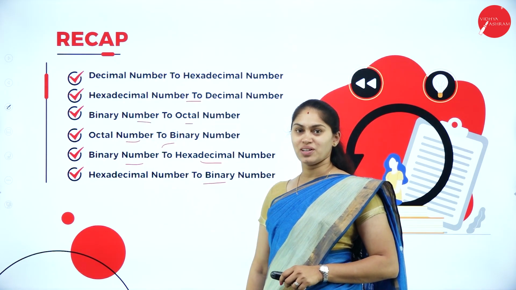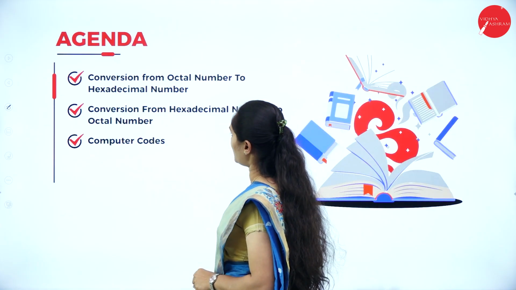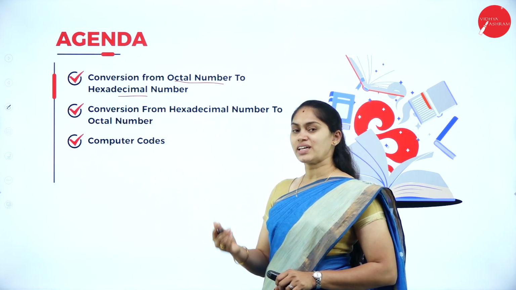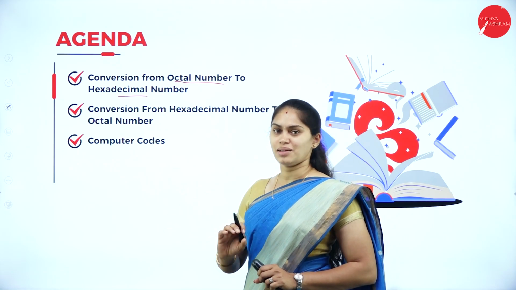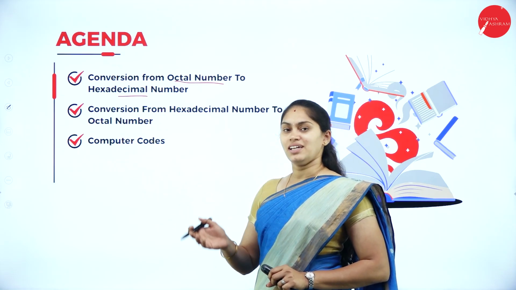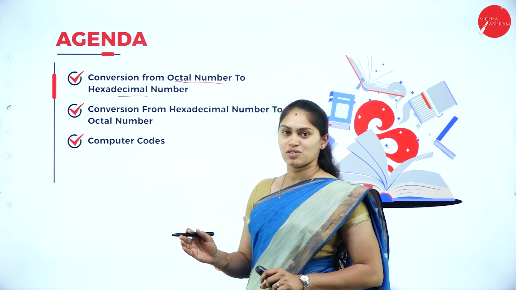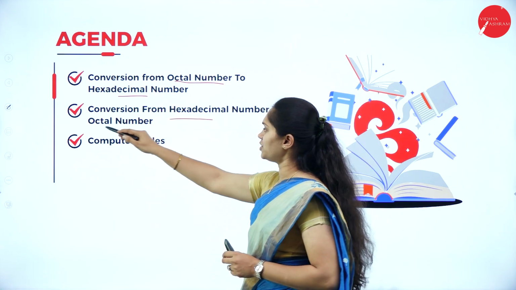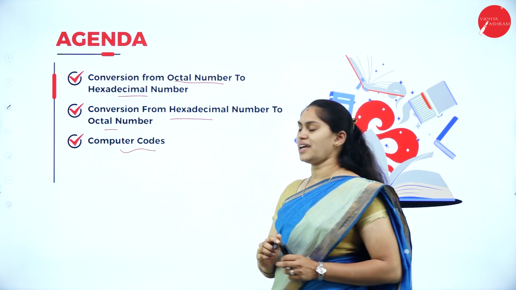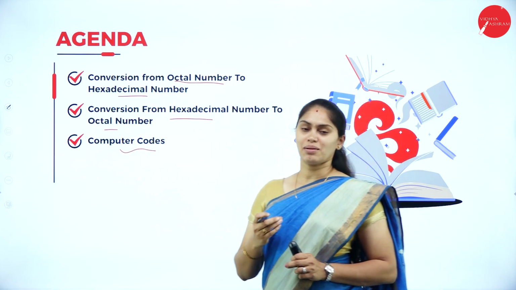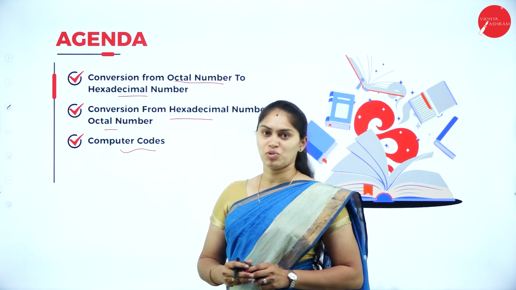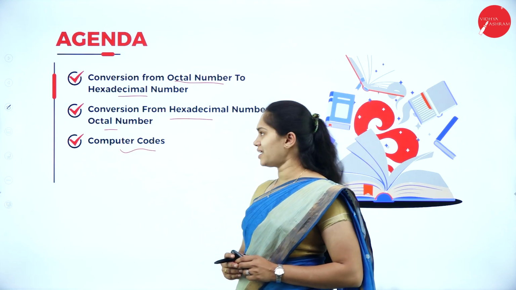In today's session, we're going to see the conversion from octal number to hexadecimal number system. That is, conversion from any number system other than decimal to any other number system other than decimal. So we are converting from octal to hexa and then hexadecimal to octal, and also we'll see about computer codes. What do you mean by computer codes? How will it be helpful, and what are the different types of computer codes we have? Let me get into the session.